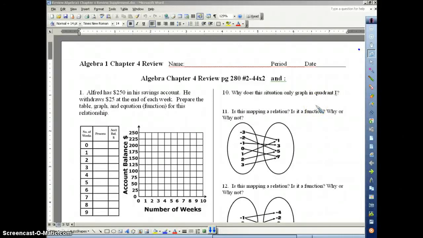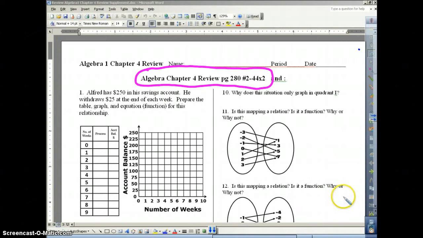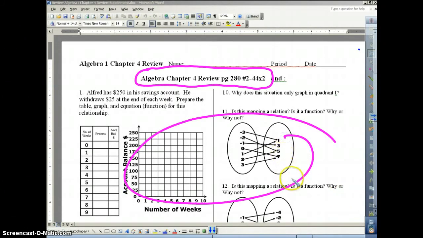This is the review for Chapter 4 Functions. I want you guys to notice that your review is actually the review at the end of the book. What I did was I also came up with some specific supplemental questions to go with that review, and that's what you're going to find on this sheet of paper. So I want you to do both.